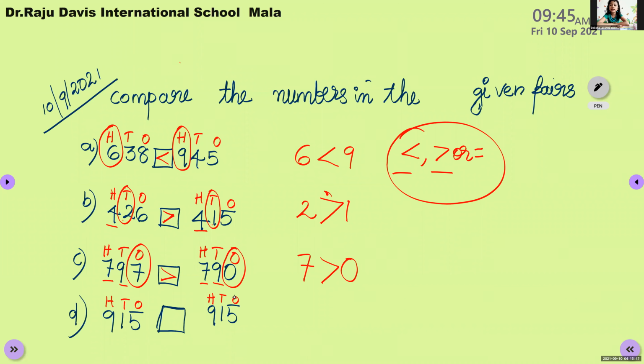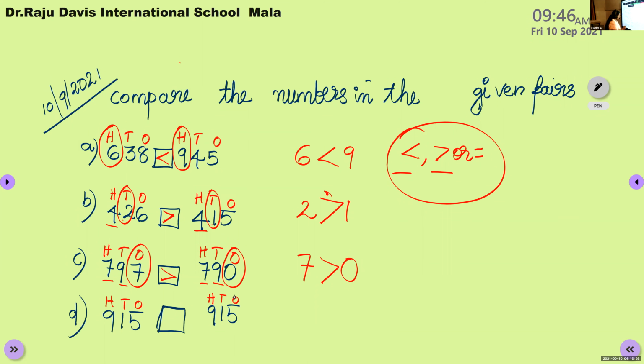Compare the tens place. How many tens are there for the first number? One ten. For the second number, how many tens? One ten. So the tens are also the same. Then what do we have to do? Compare the ones place. Here, how many ones are there for the first number? 5 ones. For the second number? 5 ones. So they are also the same. Ones are also the same. Then what can we do? We can put equal to.